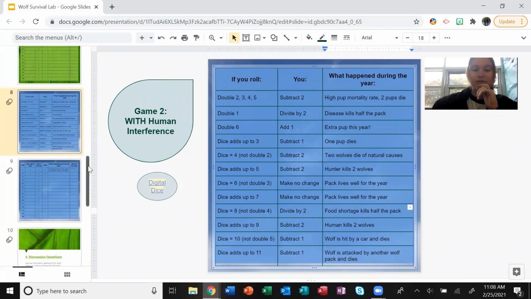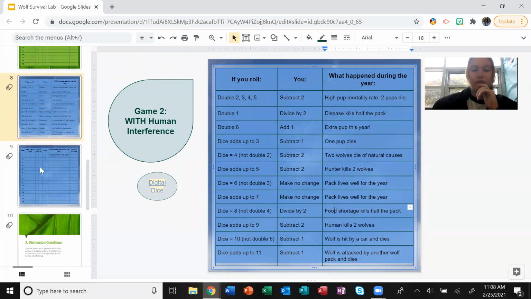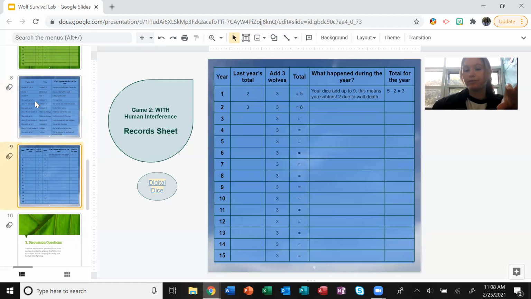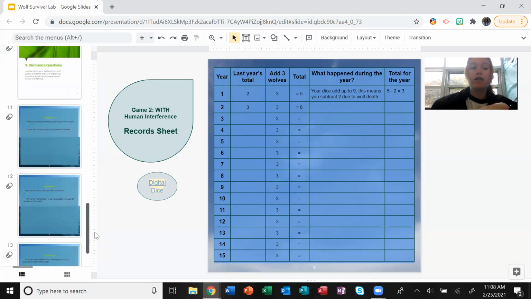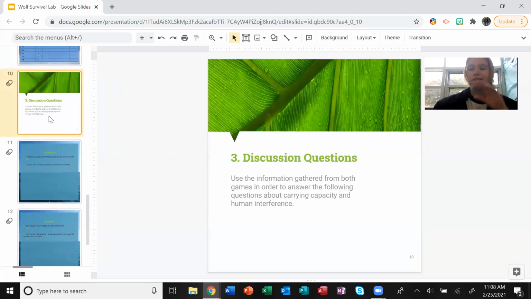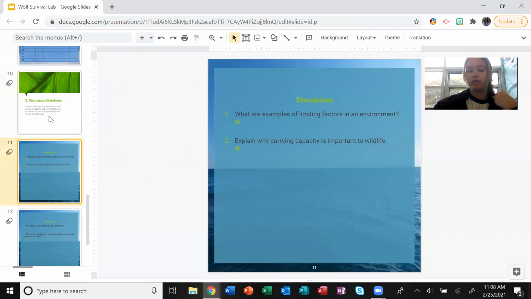All right, so you'll do the same thing with game 2. You'll just make sure to stay in the blue. Slides 8 and 9 go together. Once you've done the record sheets for this one as well, then you'll move on to the discussion questions. Not many discussion questions, really shouldn't take you long. You're going to use the information that you've gathered from both games in order to answer the following questions about carrying capacity and human interference.